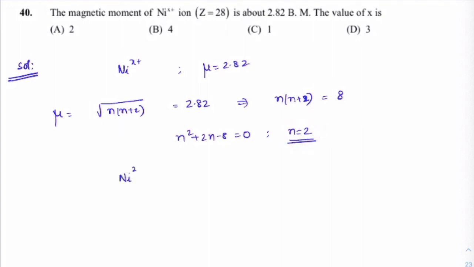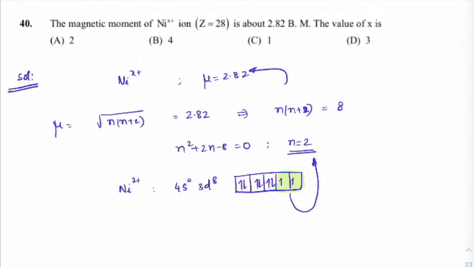See, if nickel gets plus 2, then we'll have 4s0 and 3d8. In 3d8, if you see 1, 2, 3, 4, 5, 1, 2, 3, 4, 5, 6, 7, 8, we can clearly see there are 2 unpaired electrons, and these 2 unpaired electrons are responsible for the dipole, for the spin momentum. So therefore x has to be 2 so that we can generate this mu as 2.82. Got it?